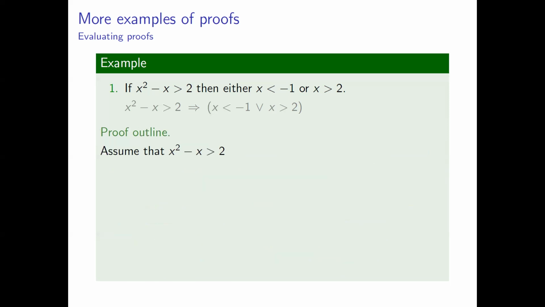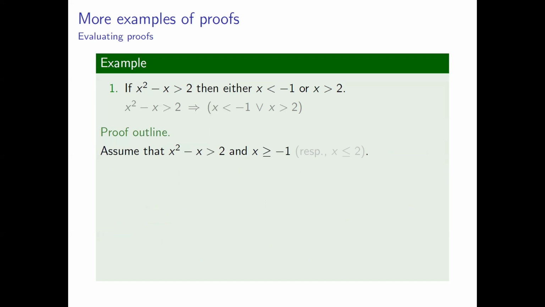We still begin by assuming that the antecedent x squared minus x is greater than 2 holds. Since the consequent is a disjunction, we shall assume as well the negation of one of the conditions in the disjunction. Hence, we also assume that x is greater than or equal to minus 1, or alternatively, that x is less than or equal to 2.